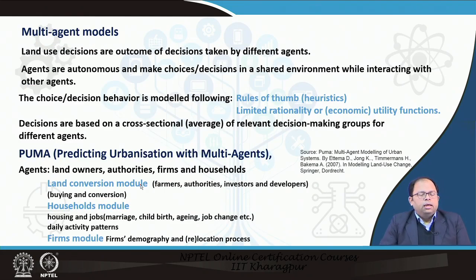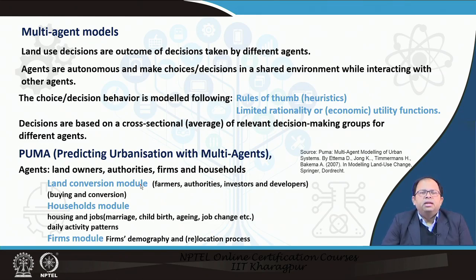Then coming to multi-agent models, here all the different decisions related to land use are considered as an outcome of decisions taken by multiple agents, or many agents. Now, who are these agents? These agents could be of different types. They could be households, they could be farms, or a component which determines the land price and how it changes. It could be based on a household's choice to build or buy a car, so it could be car ownership.